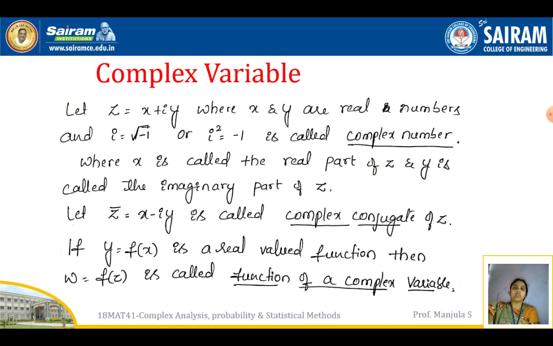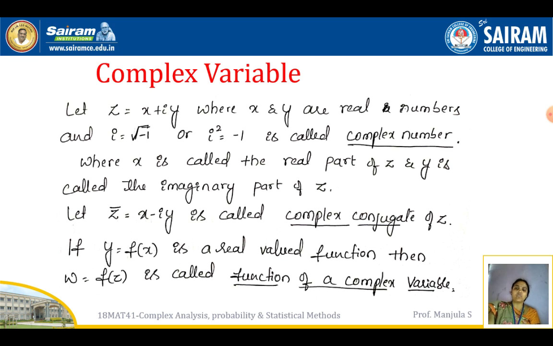Now we'll study about this complex variable z. Let z equals x plus iy, where x and y are real numbers and i equals square root of minus 1. Here i square is nothing but minus 1. This i term is there, that only we are going to call a complex number, where x is called the real part of z and y is the imaginary part of z. So z bar, which is x minus iy, is called the complex conjugate of z.